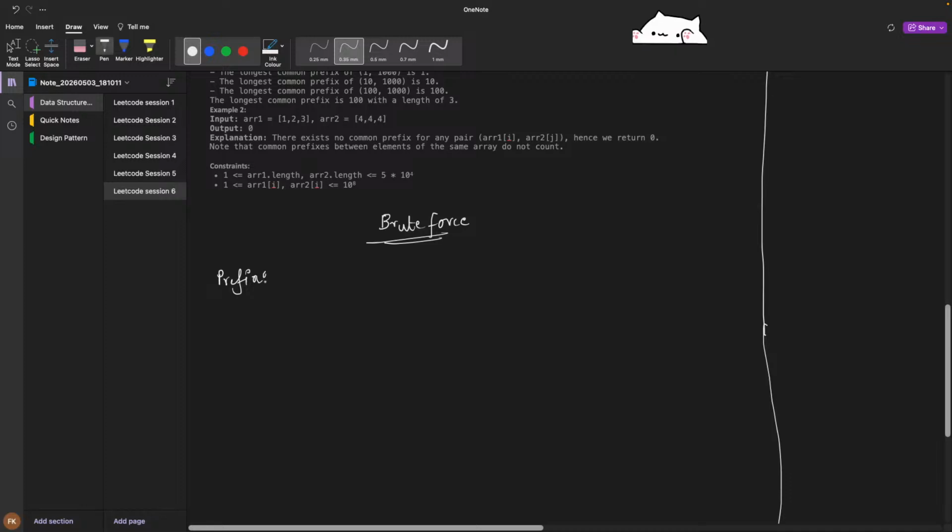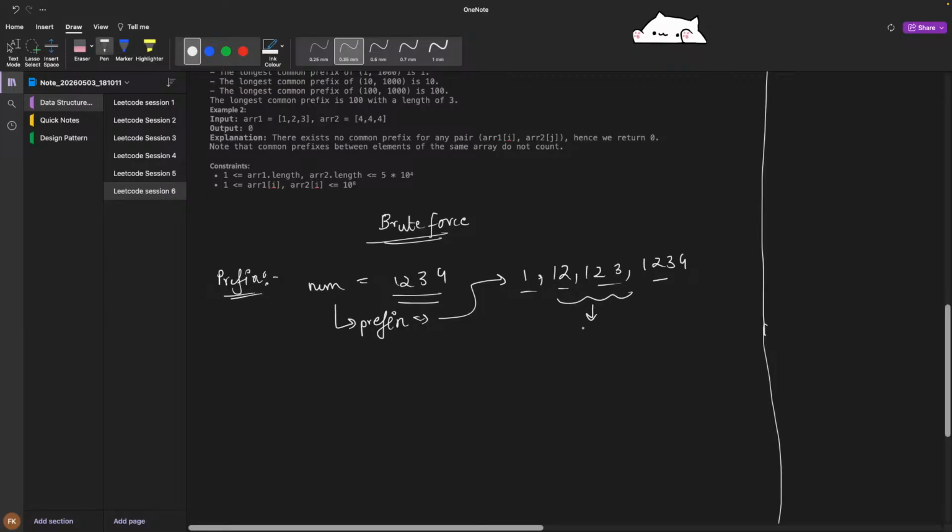What is a prefix? For example, we have nums of 1, 2, 3, 4. The prefixes are 1; 1, 2; 1, 2, 3; and 1, 2, 3, 4. We have a total of 4 prefixes.